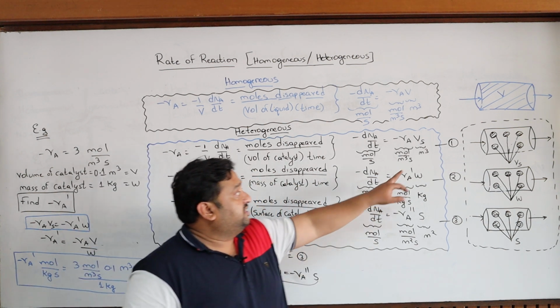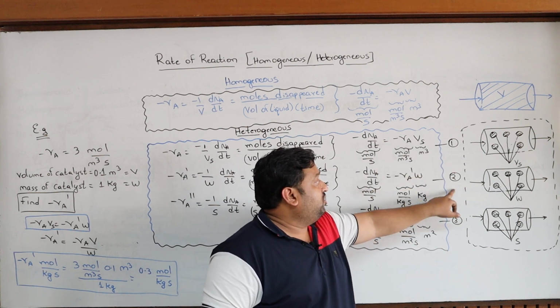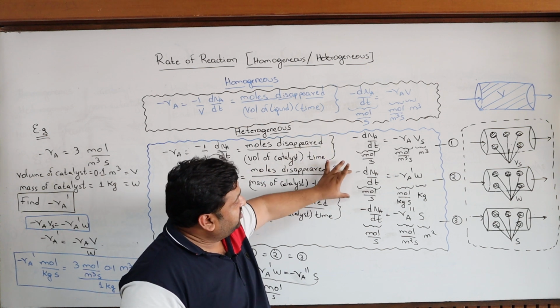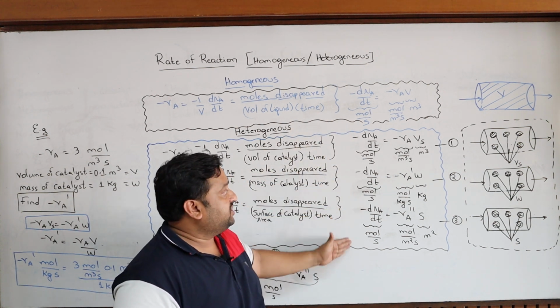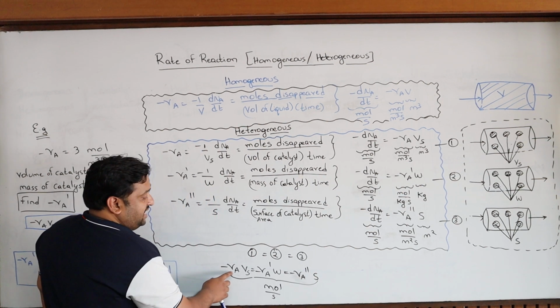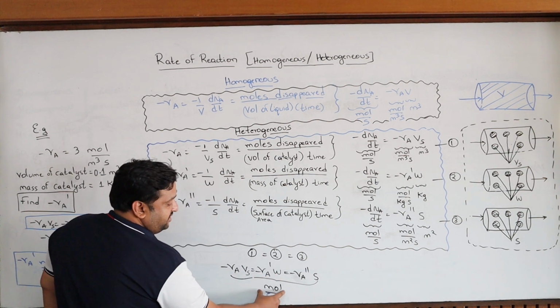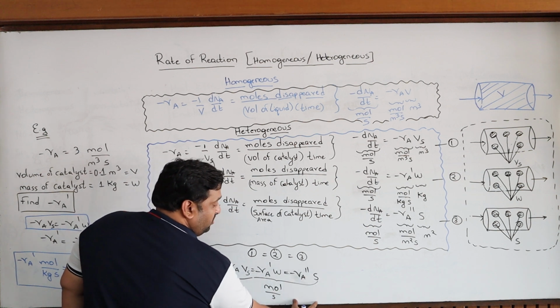Let us compare. This is equation 1, equation 2 and equation 3. 1 is equal to 2 is equal to 3. Why? Because this is in moles per second, this is also in moles per second, and this is also moles per second. That means I can equate these three equations. That means minus Ra into Vs, which is moles per second, is equal to minus Ra dash into W, which is in moles per second. This is equal to minus Ra double dash into S, which is in moles per second.